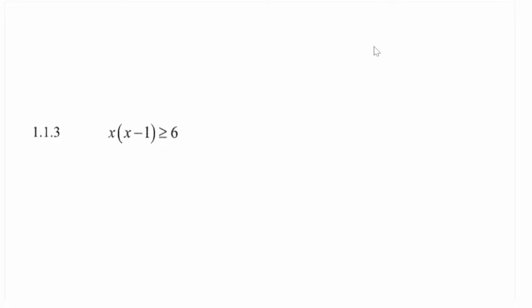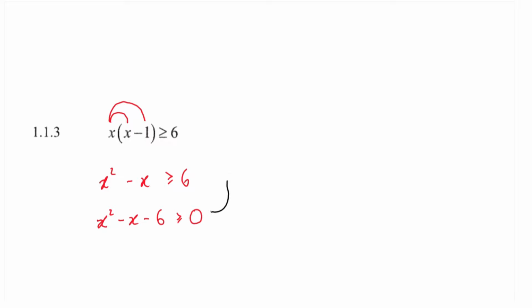In this question, we also see that there are numbers both on the left and right hand side. So our first step will be to open the brackets. So x times x is x squared. x times minus 1 is minus x, greater or equal to 6. We can then take 6 to the left hand side. So x squared minus x minus 6 is greater or equal to 0.